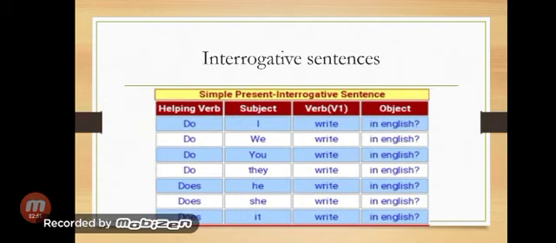In interrogative sentences: Do I write in English? Do we write in English? Do you write in English? Do they write in English? Does he write in English? Does she write in English? Does it write in English?